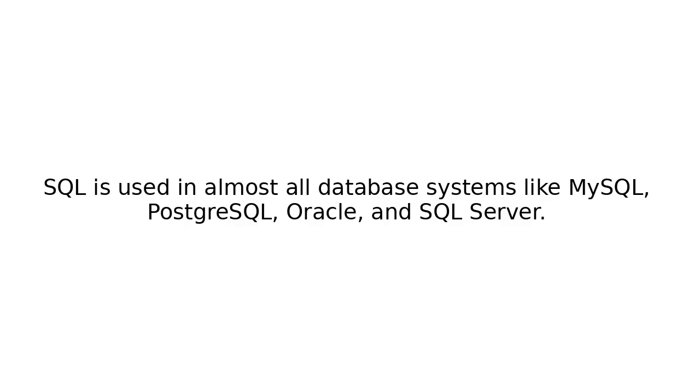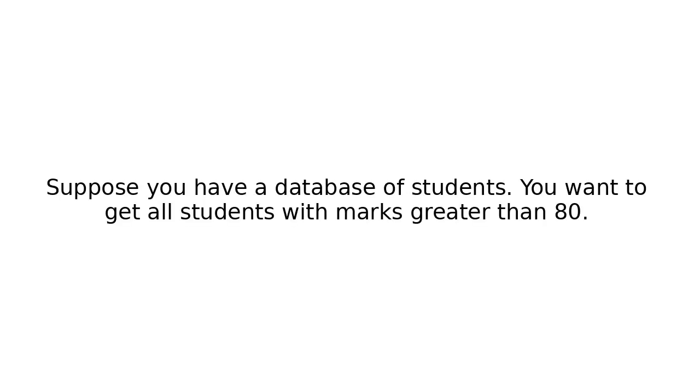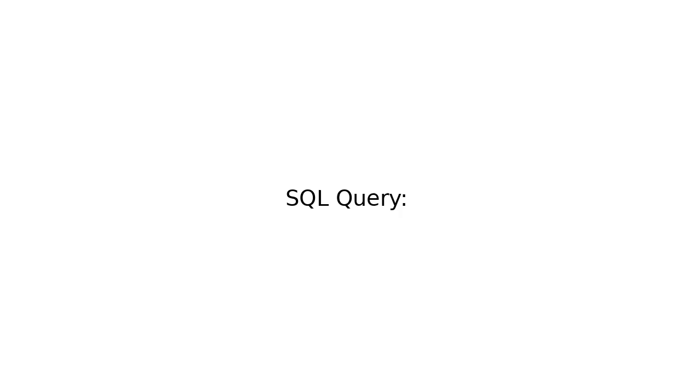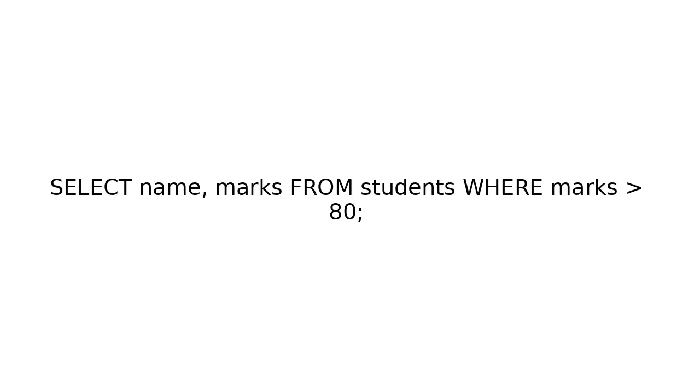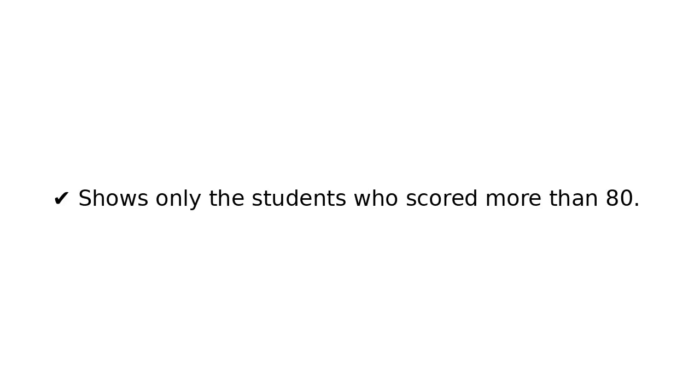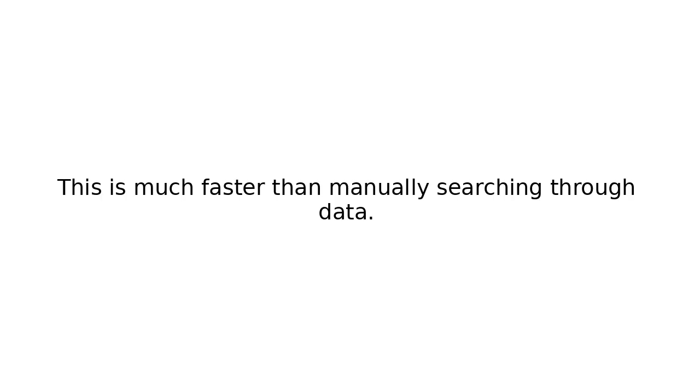Example idea. Suppose you have a database of students. You want to get all students with marks greater than 80. SQL query: SELECT name, marks FROM students WHERE marks > 80. Result: checkmark, shows only the students who scored more than 80. This is much faster than manually searching through data.